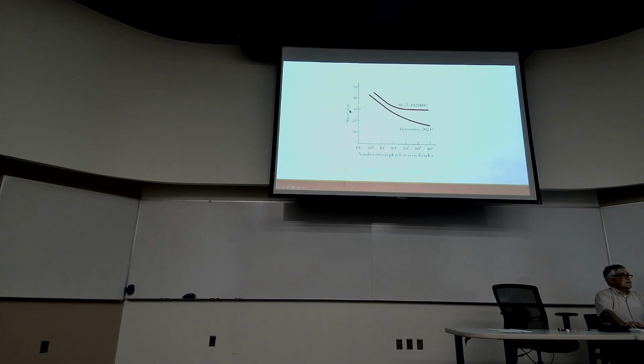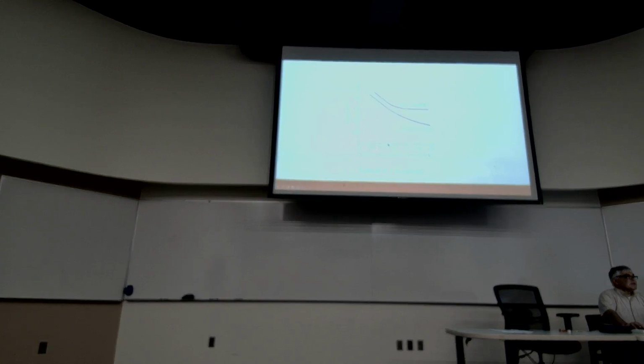KSI means kilo-psi, and this is the number of completely reversed cycles before failure occurs. For example, for this aluminum 2024 alloy, if your stress goes between plus and minus 30,000 psi, which is here, the number of cycles before failure is about 500,000. The higher the stress, the lower the number of cycles before you can have failure.